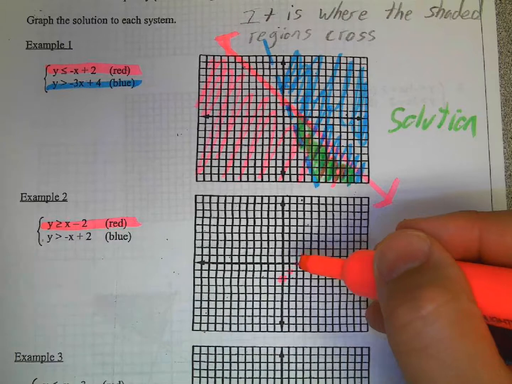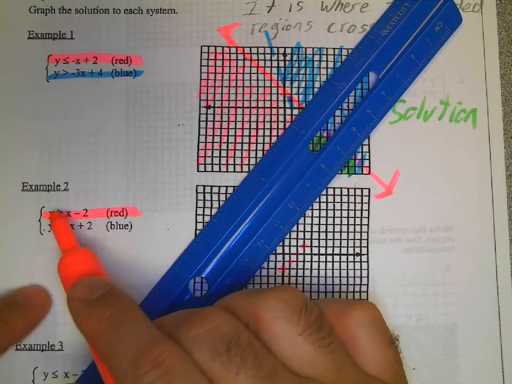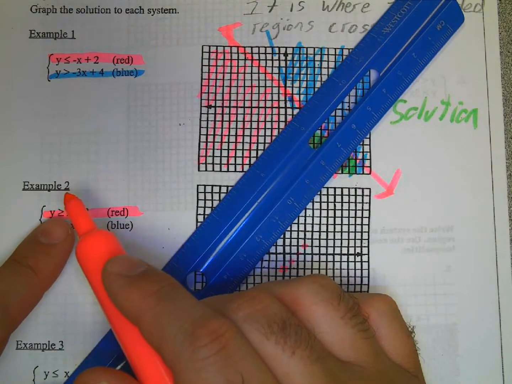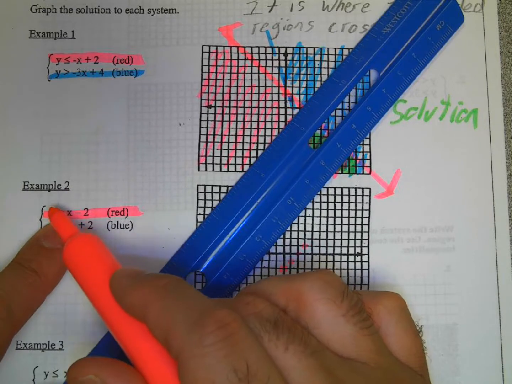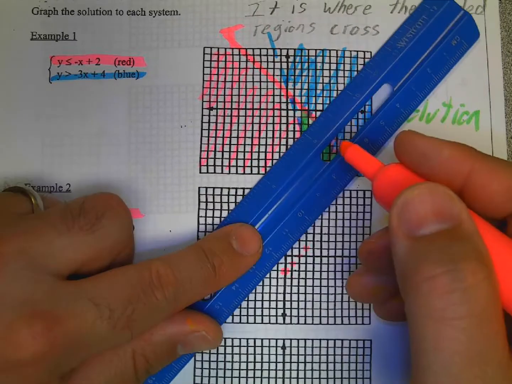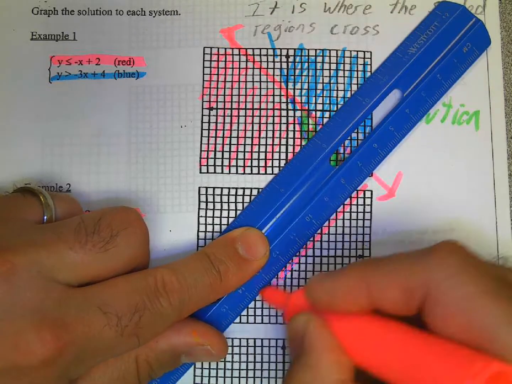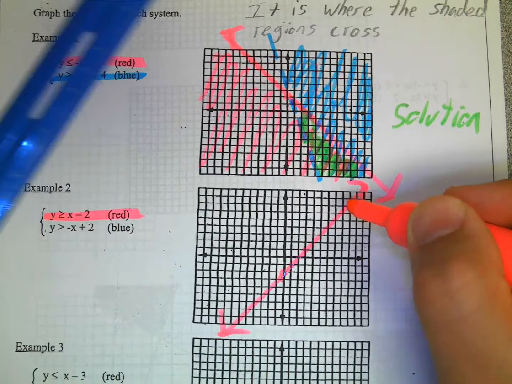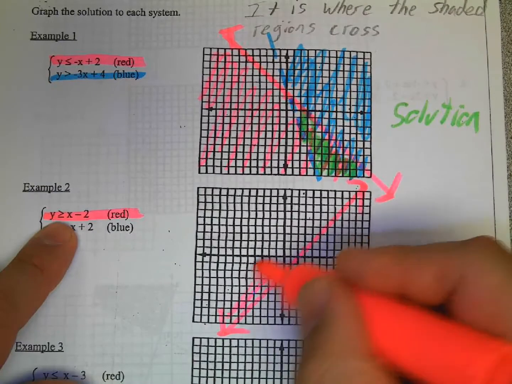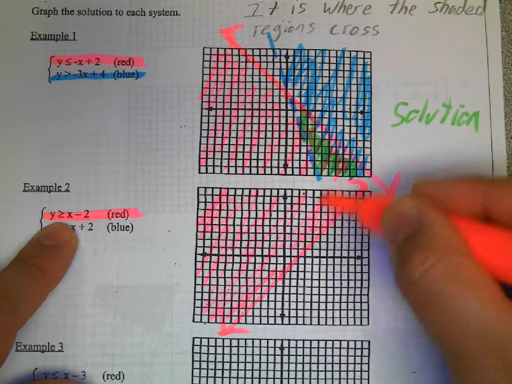And then I got my line, and I'm looking, what kind of line is it? It's a solid line, because my greater than, there's a line under it, equal to, that's going to be a solid line. And then it's greater than, so I'm going to shade above. And you just do a quick scribble, nothing fancy.